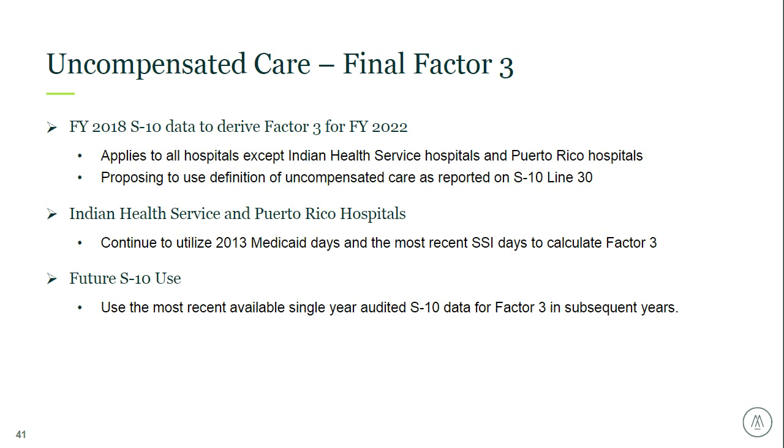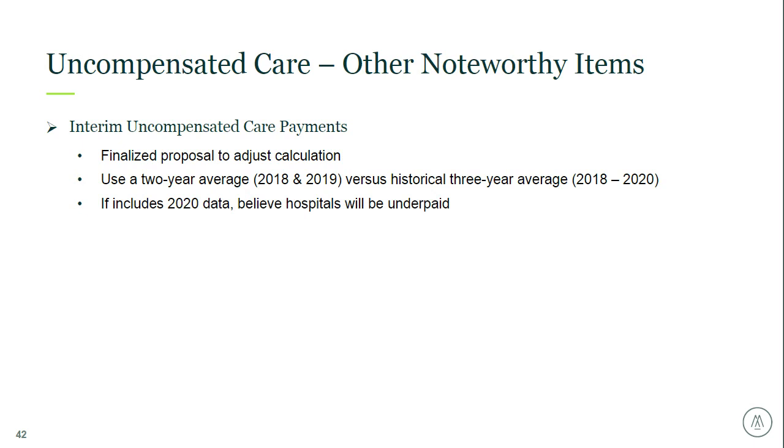A quick note here, again, CMS is attempting to neutralize the impact on data due to the pandemic. So previously, interim payments were based on a three-year average, but this is now being reduced to a two-year average to eliminate the use of 2020 for fear that it would potentially underpay hospitals. However, remember that this allocation is fixed, so it is subject to true-up at cost report filing. So this is something that should be monitored throughout the year.